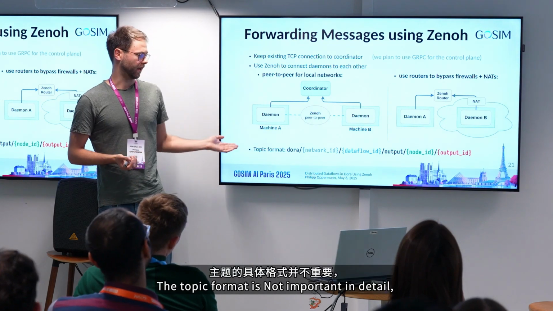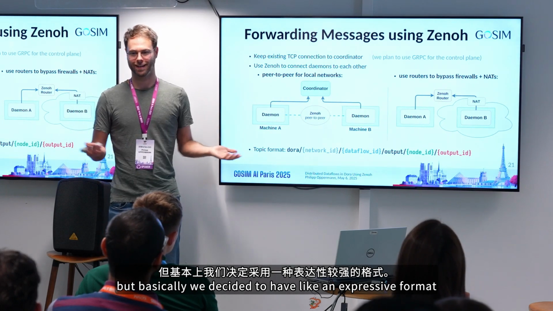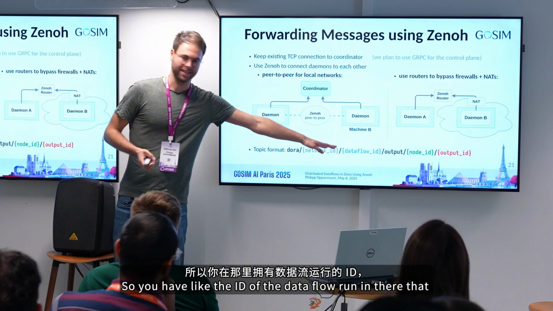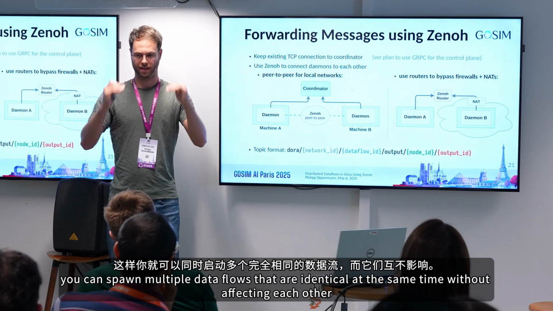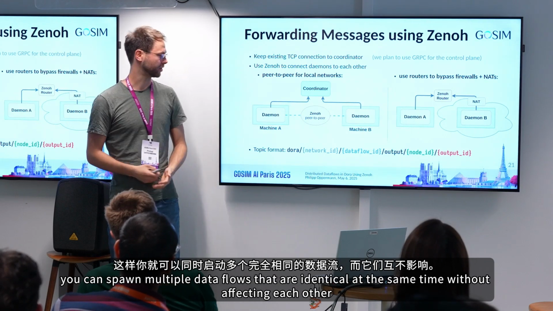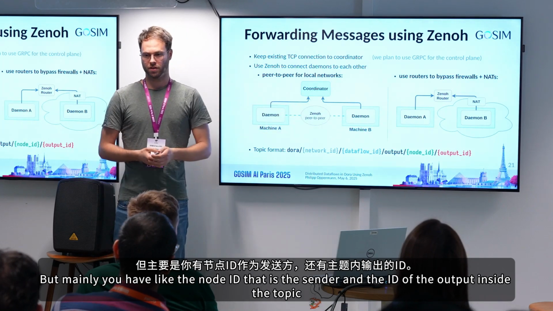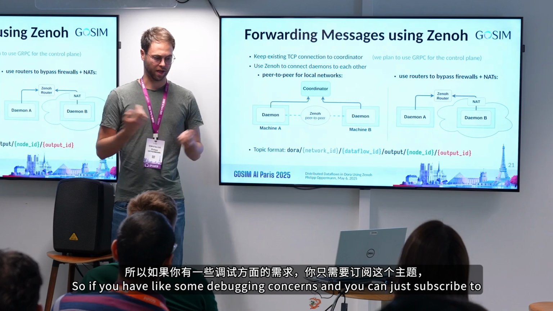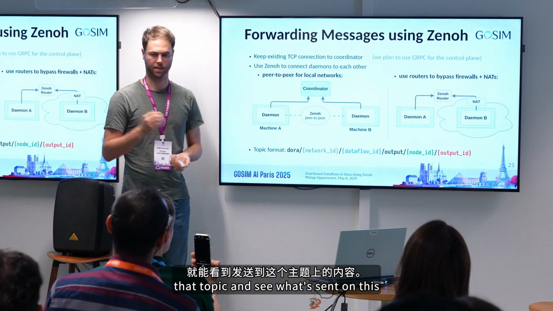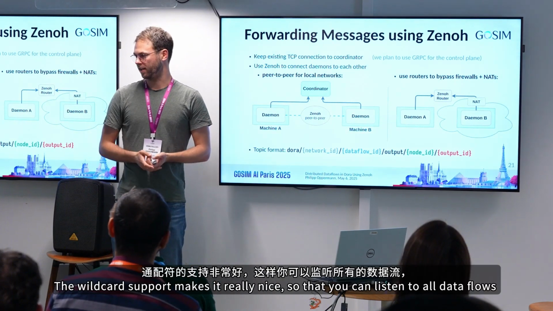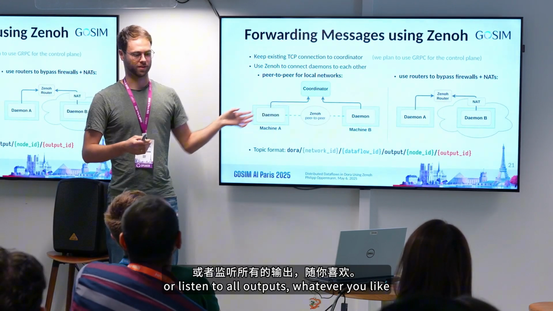The topic format is not important in detail, but basically we decided to have an expressive format. You have the ID of the data flow run in there, so that you can spawn multiple identical data flows at the same time without affecting each other. But mainly you have the node ID that is the sender and the ID of the output inside that topic. So if you have debugging concerns, you can just subscribe to that topic and see what's sent on it. The wildcard support makes it really nice, so that you can listen to all data flows or listen to all outputs, whatever you like.